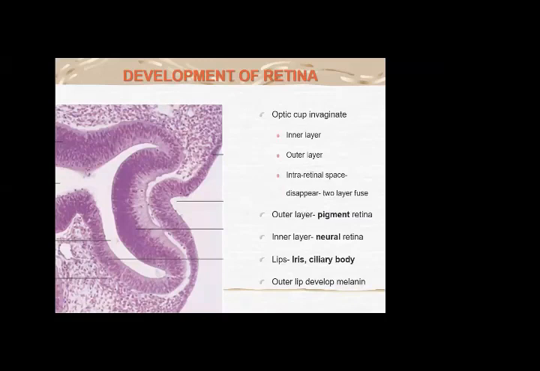अच्छा जी, तो हमने बात की थी ऑप्टिक कप की, ठीक है? So we said that the optic cup was simply formed by the invagination of the optic vesicle. But optic vesicle was a continuation of this optic stalk. This is the intraretinal space, which is simply a continuity of the optic stalk, continues with the optic stalk.